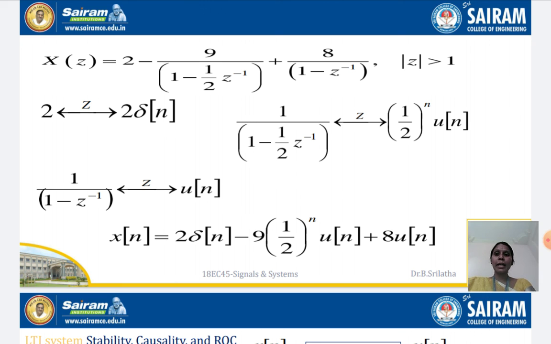Now I am applying it directly. What is the inverse Z transform? x of n is equal to 2 delta of n minus 9 into 1 by 2 whole power n into u of n, where a is 1 by 2, plus 8 into the term with only 1, and 1 power n is nothing but 1 only, so u of n. Correct. This is the inverse Z transform of the given signal.